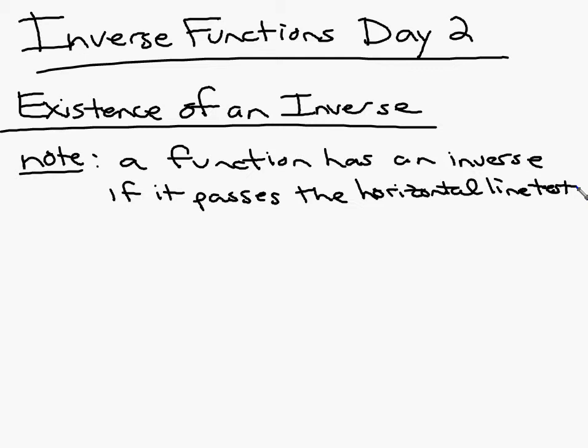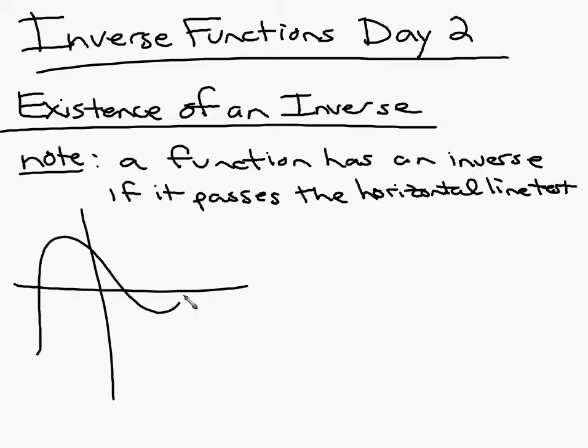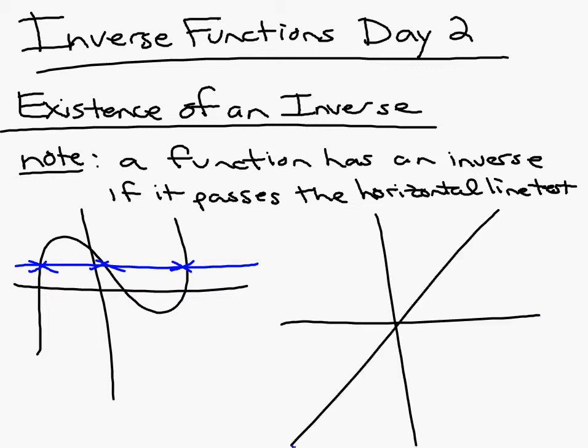Remember, we can find out if something is a function by using the vertical line test. Here we're looking to see, does a horizontal line hit it in more than one place? And if it hits it in more than one place, then it does not have an inverse. So obviously this one would not, but a straight linear function would have an inverse because it only hits it in one place.